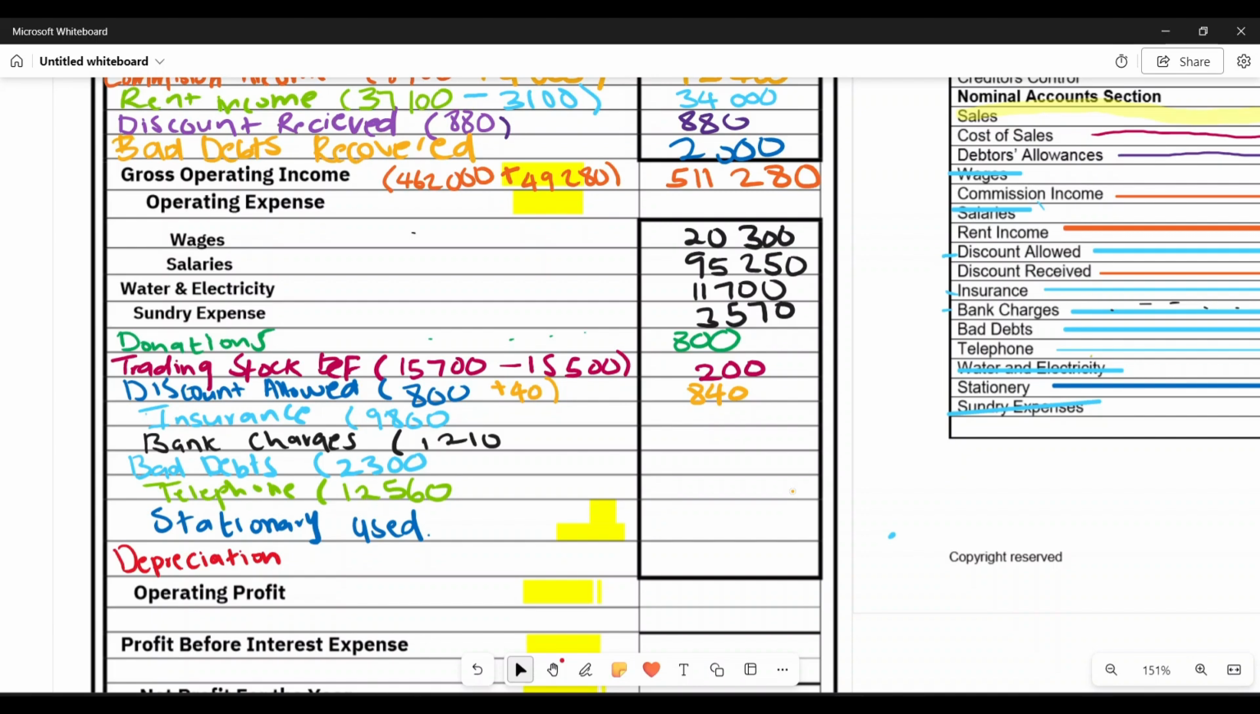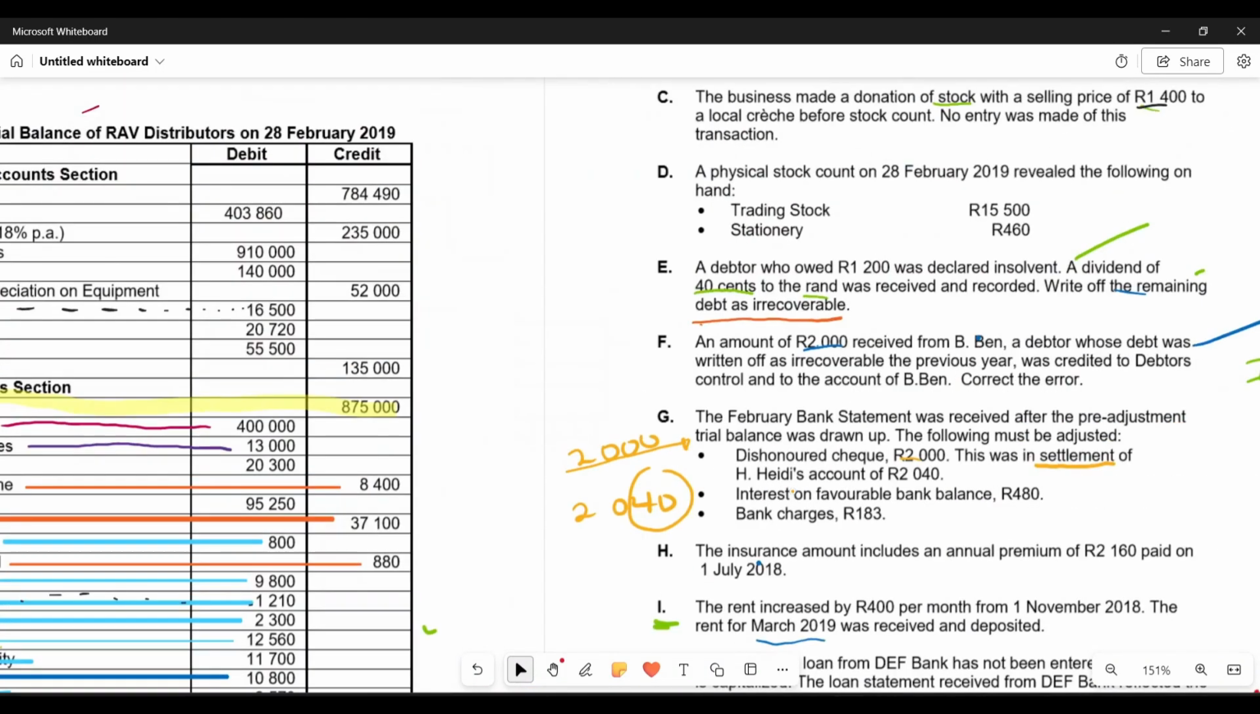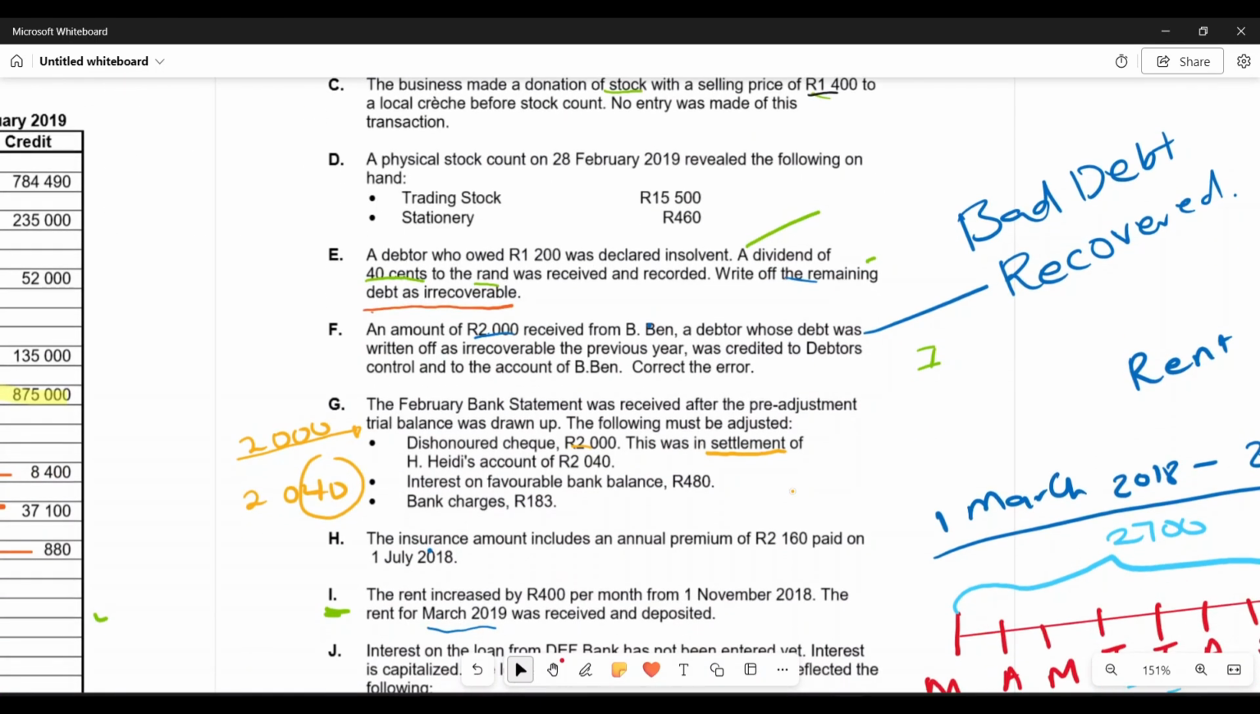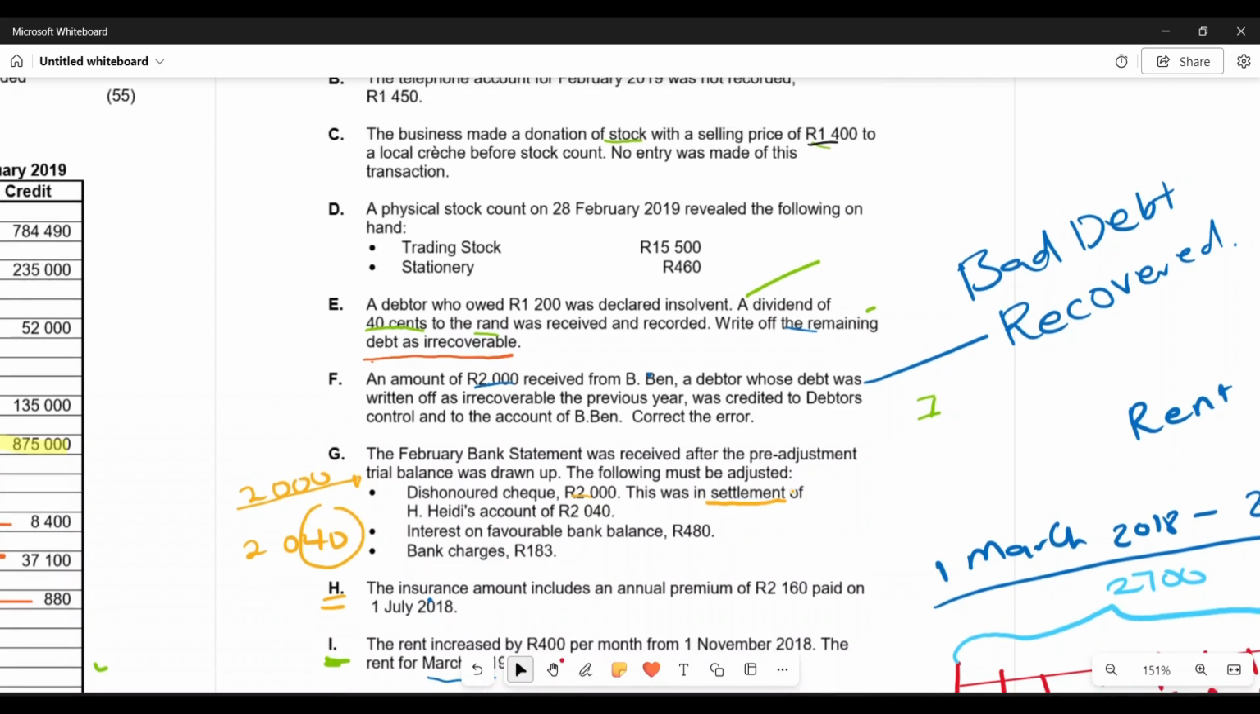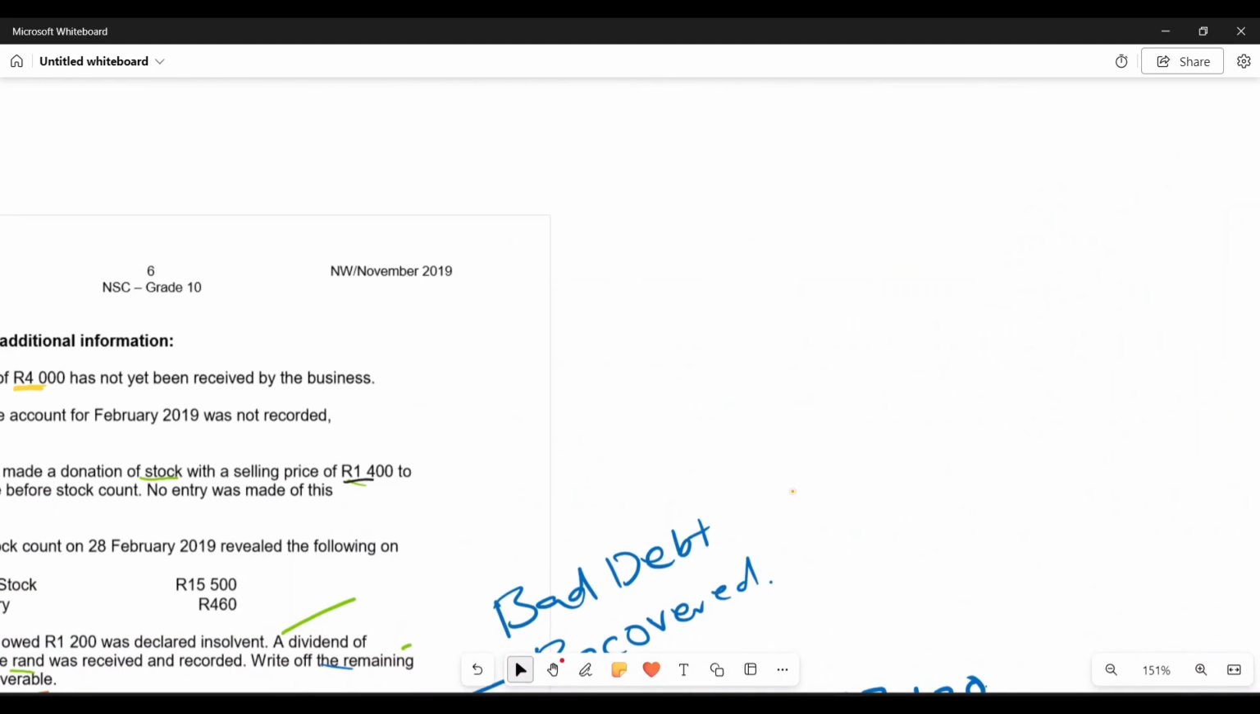Now, insurance, let me see if there's any transaction that relates to my insurance. Now, transaction H, which is below, says the insurance amount includes an annual premium of 1,160 paid on 1 July 2018. Now, let me draw up my timeline here. Remember, my financial year starts on the 1st of March 2018 and it ends on 28 February 2019.